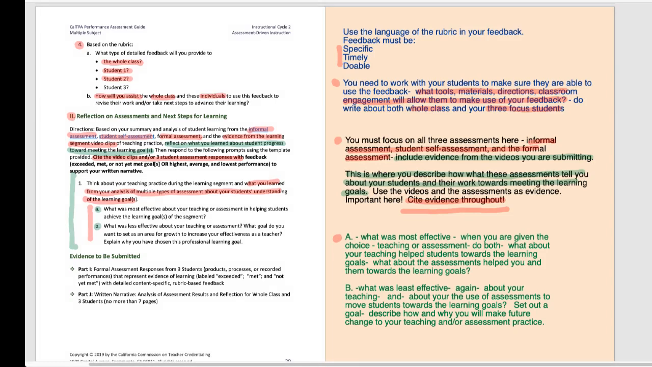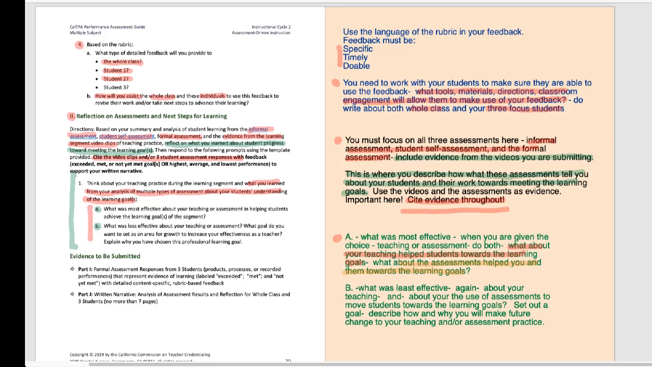When you're looking at A, what was most effective? When you are given a choice, teaching or assessment or both, what about your teaching? Okay, so you need to think about both of these. What about your teaching helps students toward the learning goals? Okay. And the second piece is, what about the assessments helped you and them towards the learning goals? So you want to make sure you address both of these.